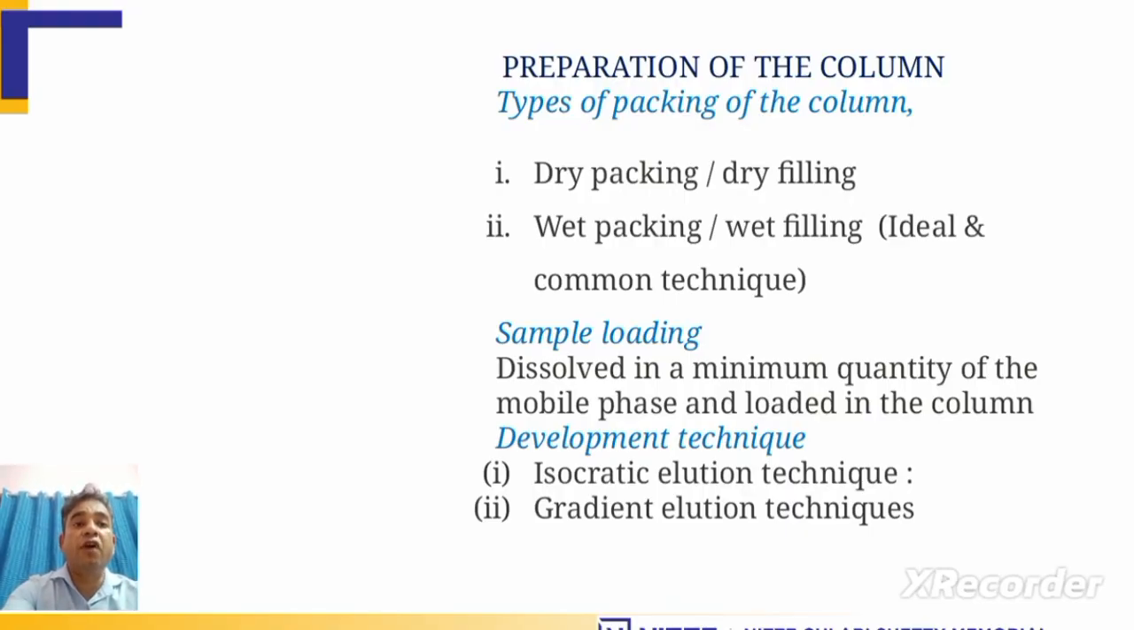So, packing of the column. When I discuss elution, I will also talk about the packing. The packing is in two forms: dry packing and wet packing. So what is dry packing? The stationary phase which you are going to pack into the column is not dissolved in any solvent. It is directly poured into the column and packed, and it is tapped so that there is no gap trapped in between.